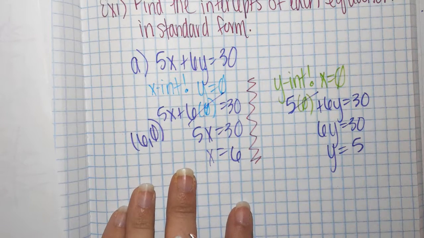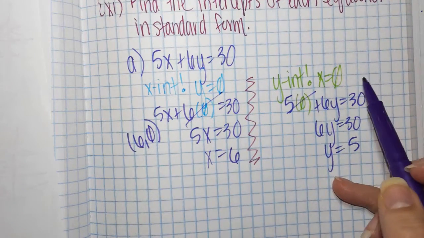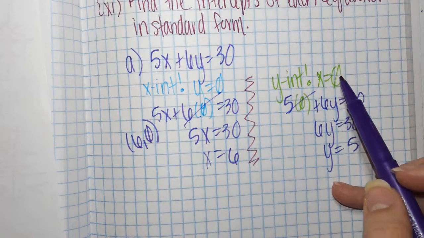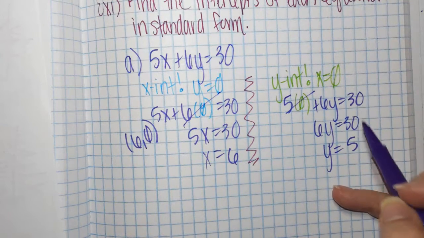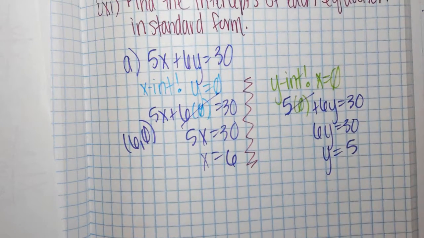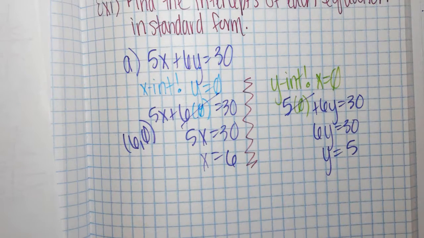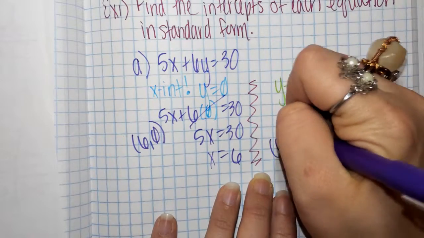Because you didn't say it. Alright, now we need to write our coordinate. What is our x value? 0. What's our y value? 5. How do we write our coordinate? 0, 5. Take a point, Adam. You were on it today, son.